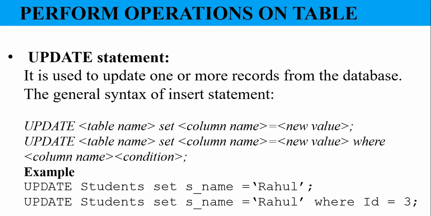But if I just want to change the name of a student whose ID is 3 to Rahul, then I have to write update student set s_name equals to Rahul. Now I'm giving a new name. After that, I'm specifying where ID equals to 3. So it is going to find the ID whose value is 3, then change the earlier name to the new name, which is Rahul. So that way you can use your update statement.